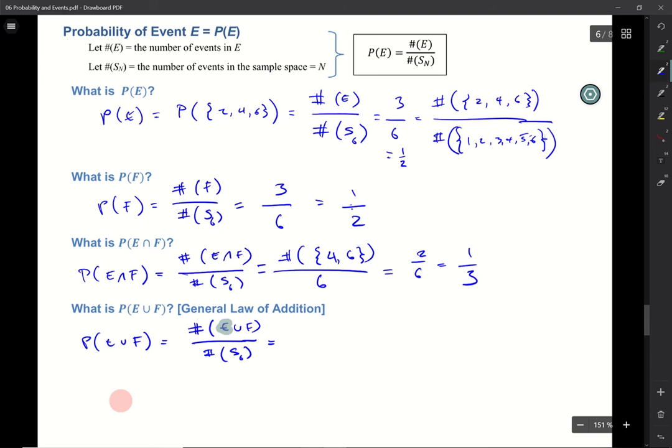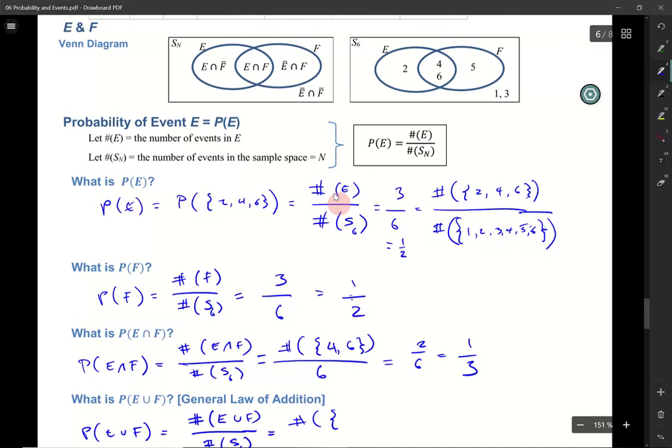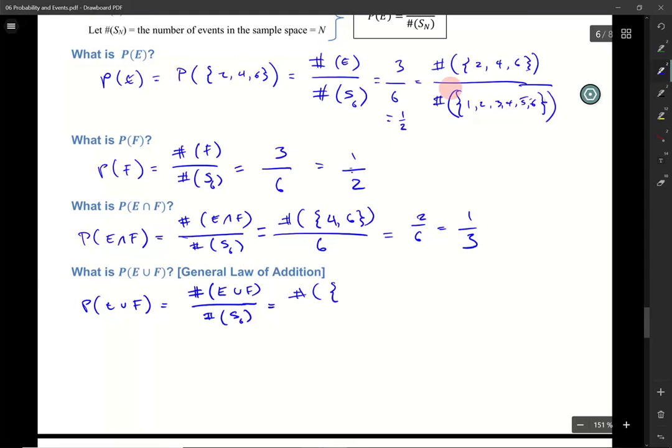Okay, and so what do we have there? We have the sample space is really 2, 4, 5, 6, so basically everything but 1 and 3, over the size of S, which is 6. And so that will be 4 over 6, which we can simplify to 2/3.